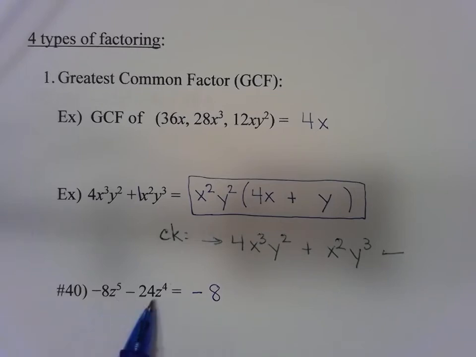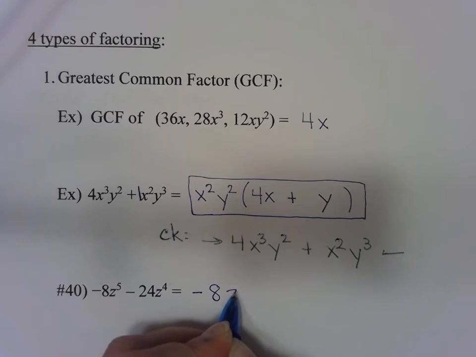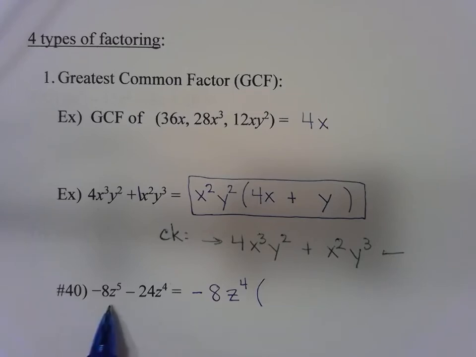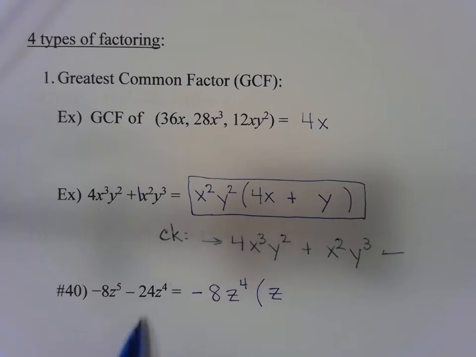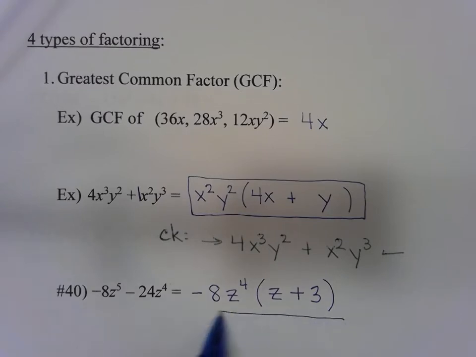How many z's do they share? Z to the 4th. So if I divide by z to the 4th, what's left here unaccounted for is 1z. And here, this is going to be a plus because I'm dividing, and negative divided by negative would be a positive. Positive 3. And I've already accounted for all the z's. I won't take the time to multiply this one back out, but you could do that if you wanted to.